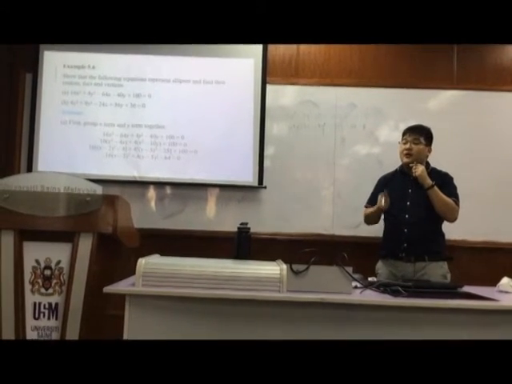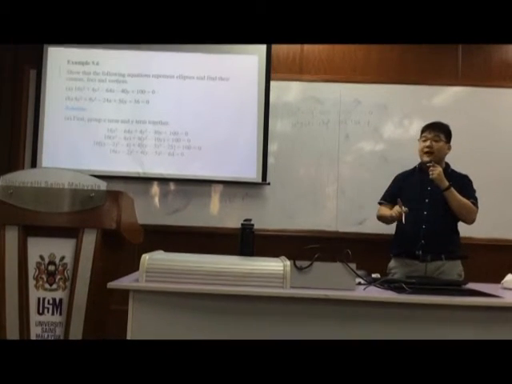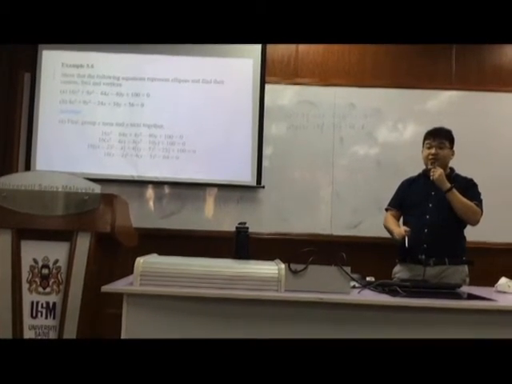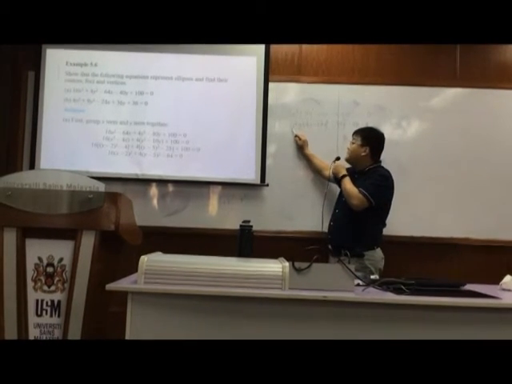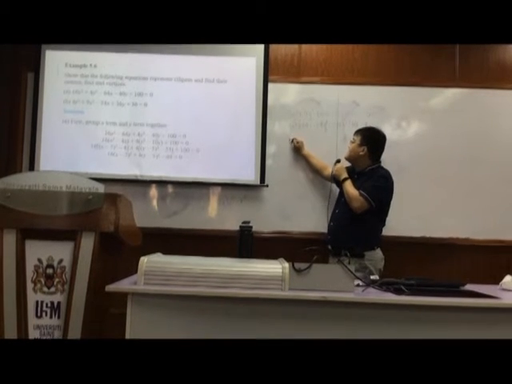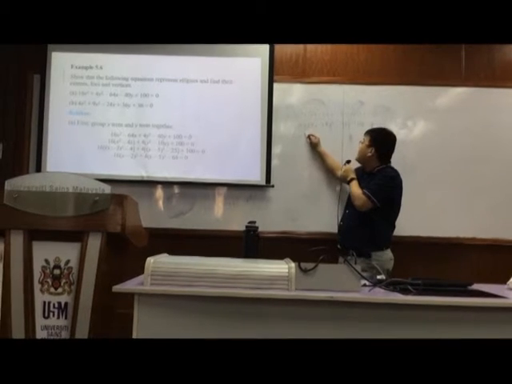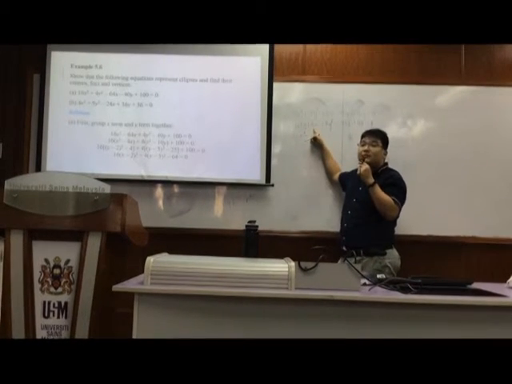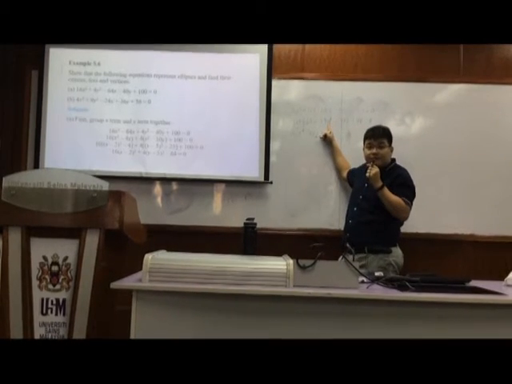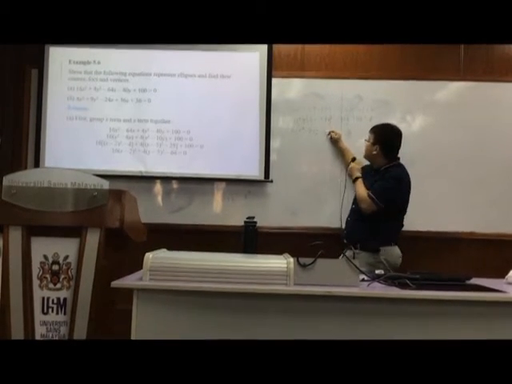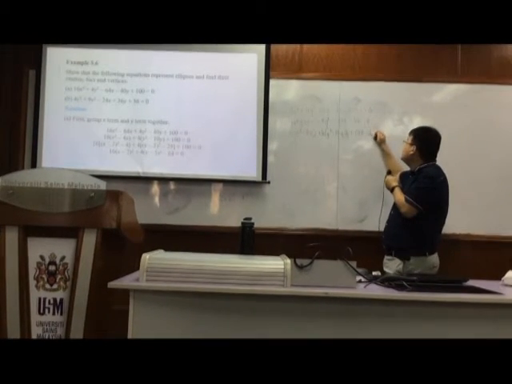Remember in completing the square, you have to make sure the coefficient of x squared is always 1. So how do you make sure the coefficient is always 1? You factorize out the coefficient. This coefficient is 16, so you take out 16 and you remain with x squared minus 64 divided by 16, which gives 4x, plus factor out the 4, you will get y squared minus 10y, plus 100 equals 0.